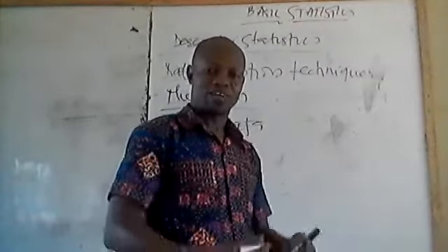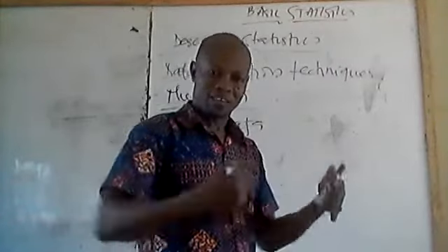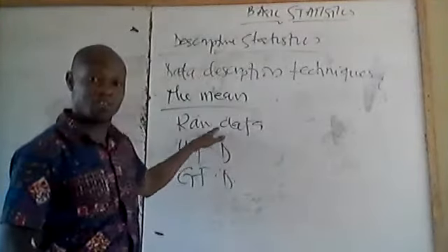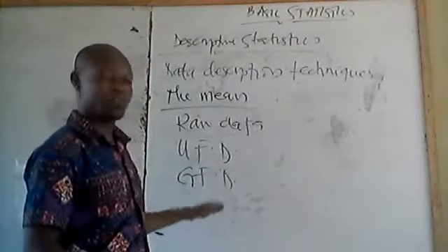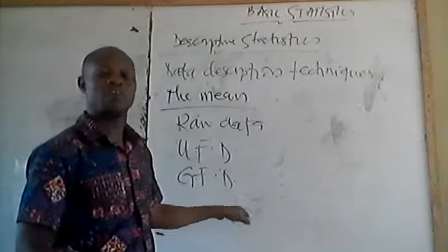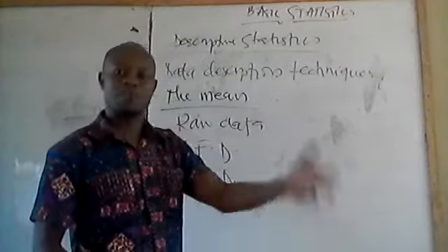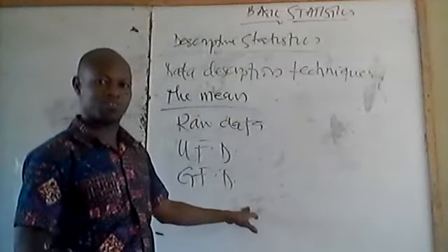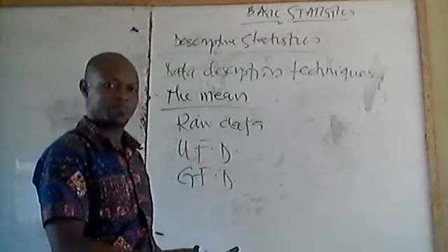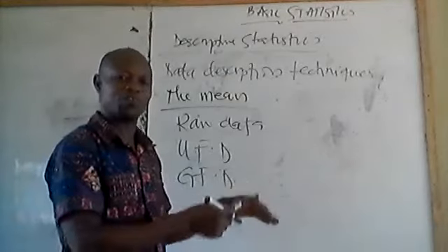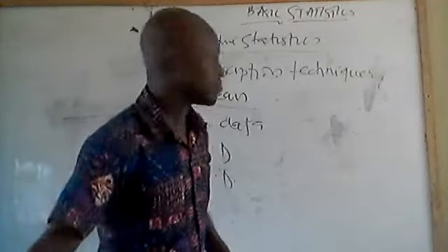So today, we shall start the discussion on these concepts with the mean. We can look at the mean from three different perspectives: the mean of raw data or raw set of numbers, the mean of ungrouped frequency distribution, and the mean of group frequency distribution. I know from our previous discussions, we are familiar with these terms. But for today, we shall look at the mean of raw data.